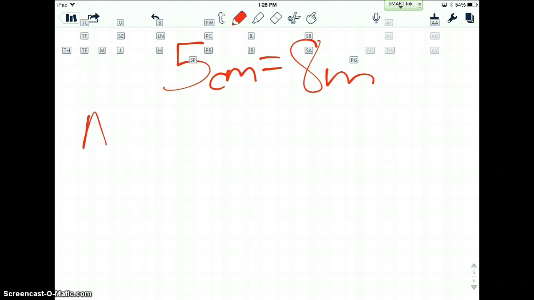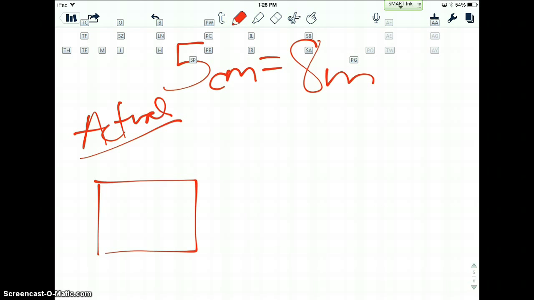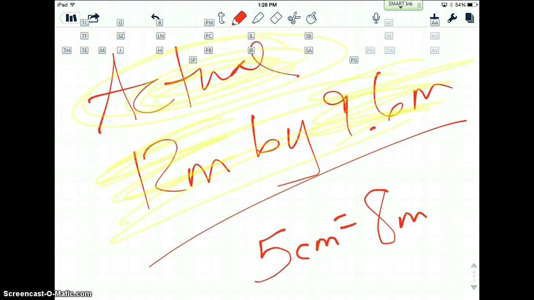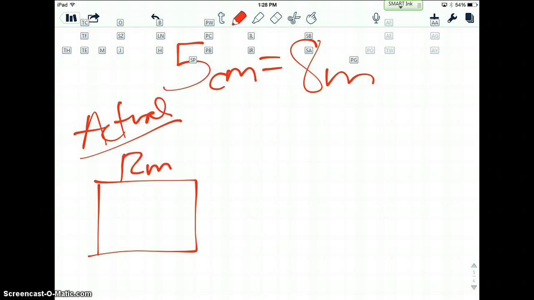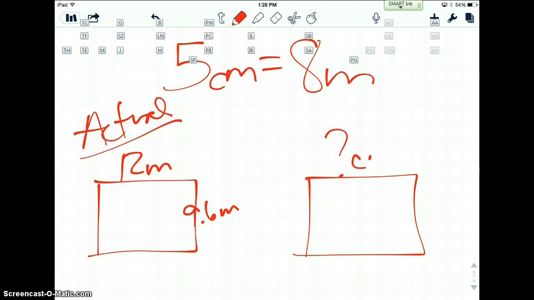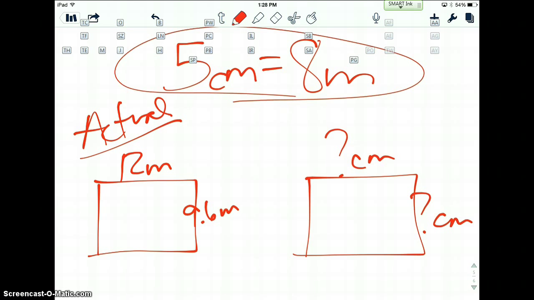So I'm going to redraw this. This is where I'd start. The actual gym floor is 12 meters by 9.6 meters. I need to know my new scale drawing, what is it going to be in centimeters? And you're like, we already had that, 3 by 2.4. No, but that was with a different scale. So now I need to use this one.